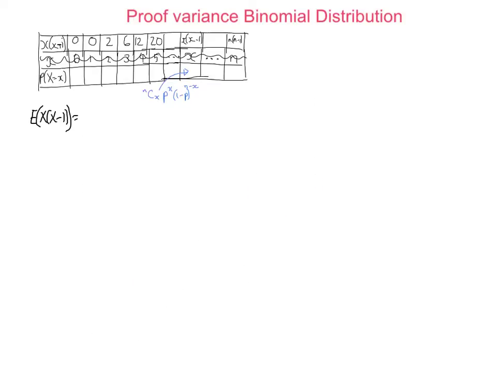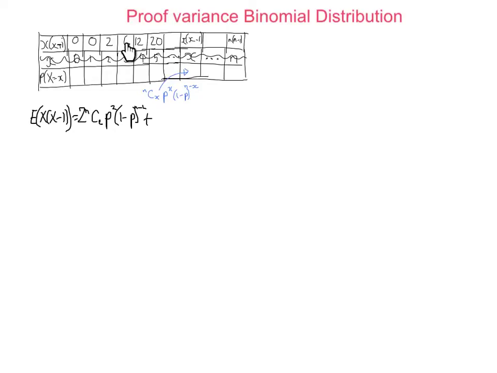Okay, here goes. This will get a bit messy, but bear with me, it all works out beautifully. So we're doing X(X minus 1) times its probability, plus this times this, plus this times this, all the way across to this final one here. The first two I won't bother writing down because they're both zero. So the first one we get is 2 times the probability, which would have been down in this box here: n choose 2, p to the 2, 1 minus p to the n minus 2.